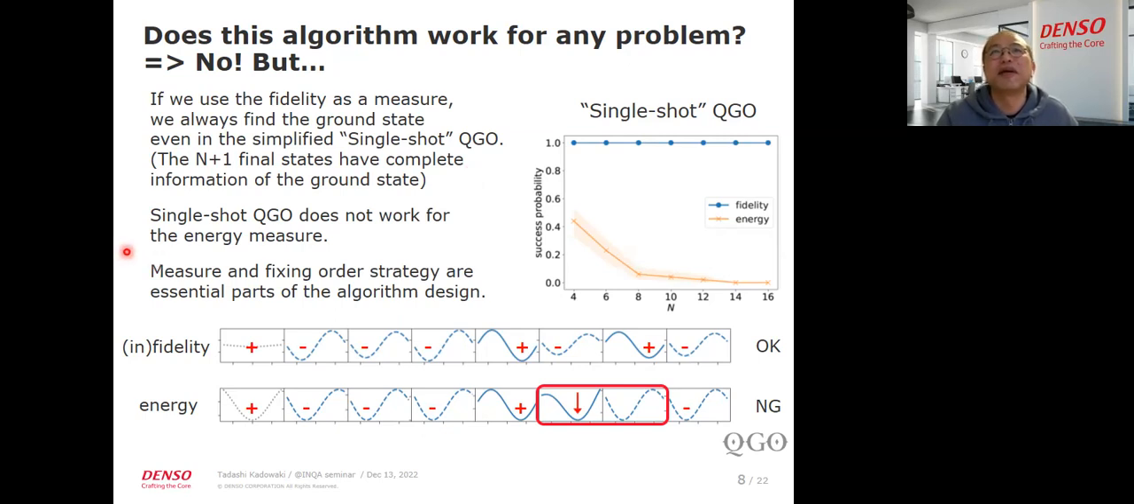But using the energy measure, we don't get the ground state. The answer is, this identifies the fixing incorrectly. So for the energy measure, it doesn't work. That means the measure and the fixing order, the one shot or sequential or another approach, that strategy is also essential for algorithm development.